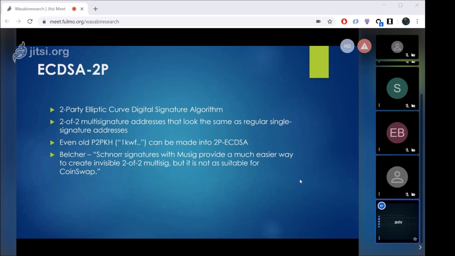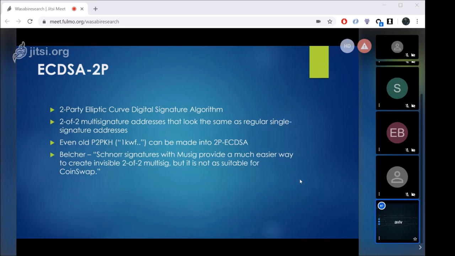And you can see that something very smart in what he says here. He says, although Schnorr signatures with MuSig provide a much easier way to create invisible two-of-two multisig, it is not as suitable for CoinSwap. And you might ask, why would a more secure, simpler protocol that all the new hype is talking about, why isn't that the way that Belcher wants to go?